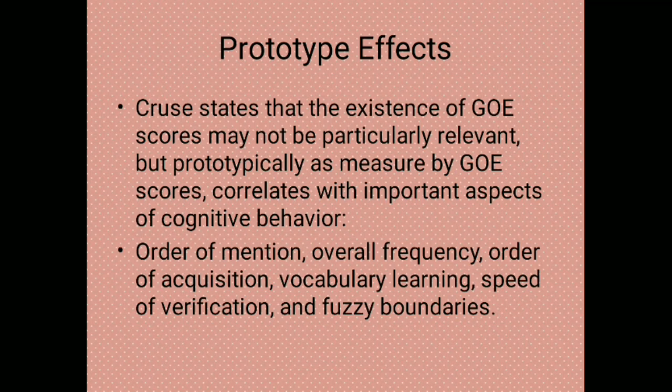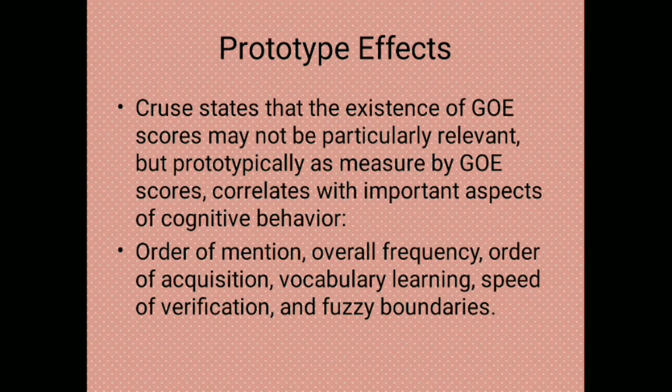mentions, or order of mention. It is when subjects are asked to list members of a category, and especially if they are put under time pressure, the order of listing correlates with GOE ratings, with the prototypical members showing a strong tendency to appear early in the list. And then overall frequency: the overall frequency of mention in this list also correlates with GOE scores.